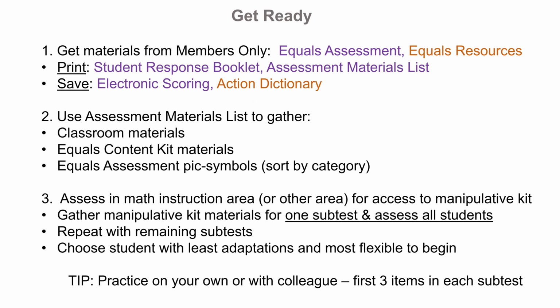So gather the manipulative kit materials if you have to go in another area for one subtest, and then assess all students. Then just repeat with the remaining subtests. Put those away, get the next batch kind of a thing. Choose a student, if you can, who requires the least amount of adaptations and is the most flexible, as that gives you a chance to practice the assessment a little bit more with ease. So that's a suggestion, just to feel it out.